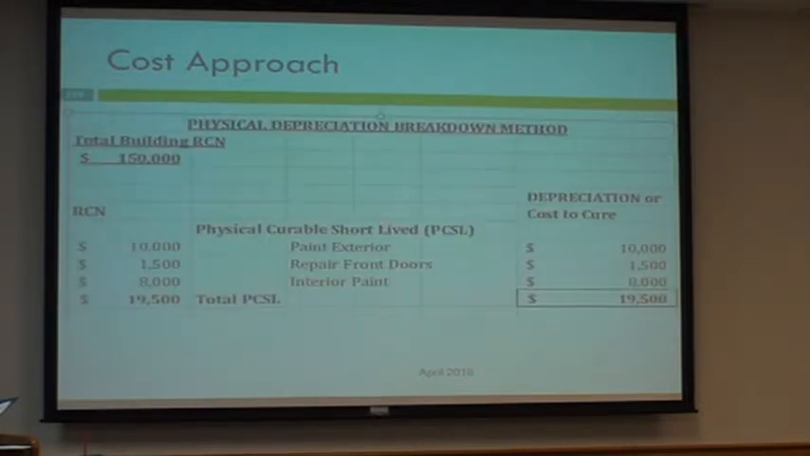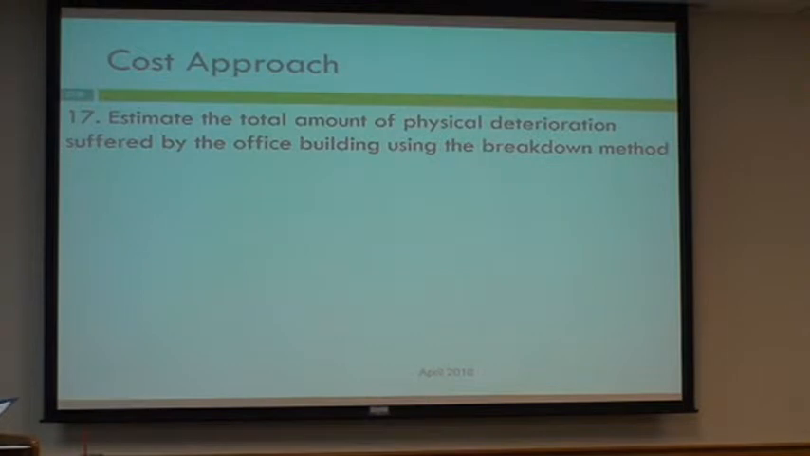Let's talk about 17. We've got a depreciation breakdown method of a building, the RCN is 150,000. It tells us painting the exterior is 10,000, part of RCN new. Repair the front doors, 1,500. Interior paint, 8,000. So our total physical curable short-lived is 19,500.